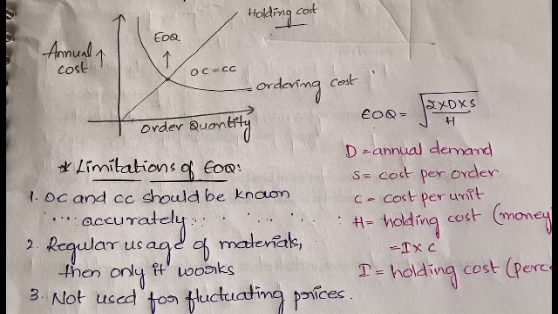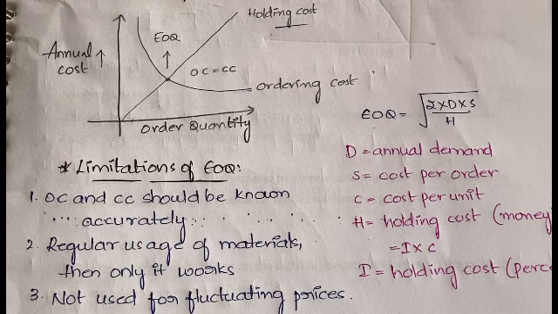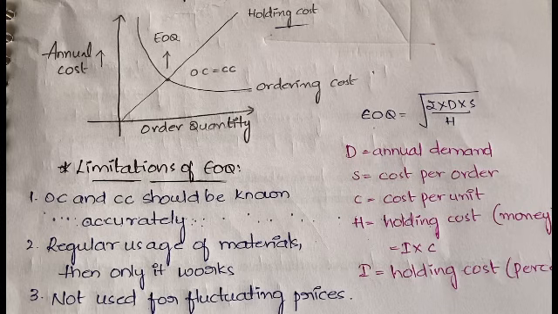Okay, and it's not for fluctuating prices. If the prices are fluctuating, then it's not applicable in that case also, right? The prices should be standard. Even if not standard, they can rise or they can shrink, but that should be with a very small margin. If prices are fluctuating with a very high margin, in that case this will not work. Done. So this is about the EOQ, economic order quantity.